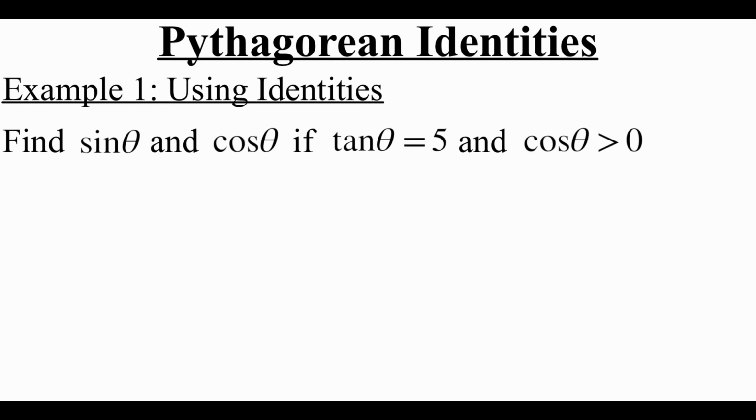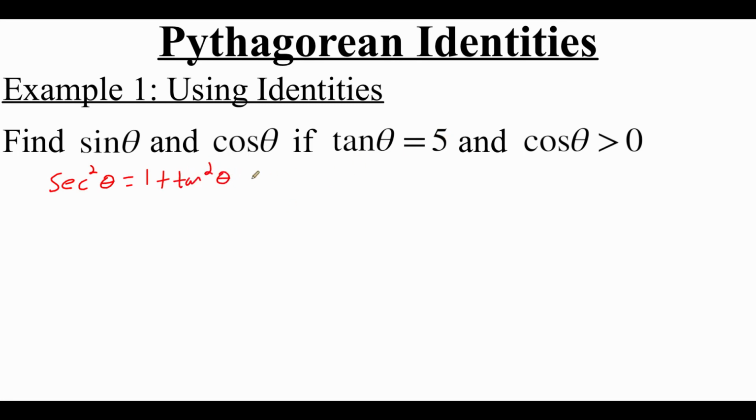Now we're going to start using these identities to help us do a little problem solving. And what we're going to start off by doing is finding the sine of theta and the cosine of theta if we know that the tangent of theta is 5 and the cosine of theta is greater than 0. Now, based on what we've got, we are given some information about the tangent. And if we think about the different identities that involve the tangent, the one that I'm going to use first is the one that says the secant squared of theta is equal to 1 plus the tangent squared of theta.